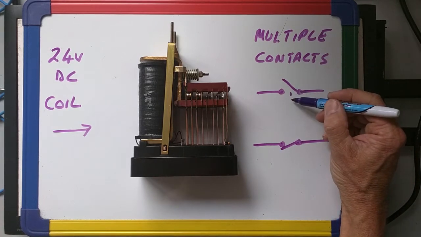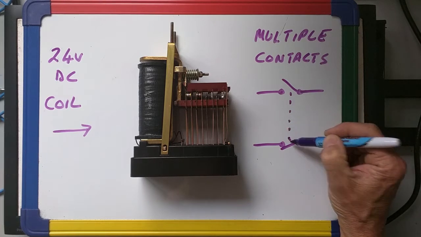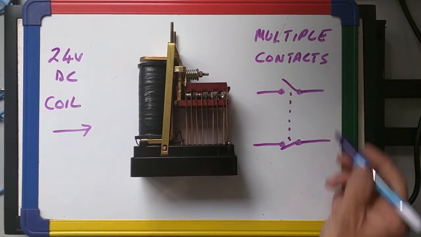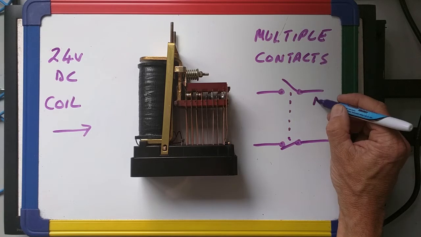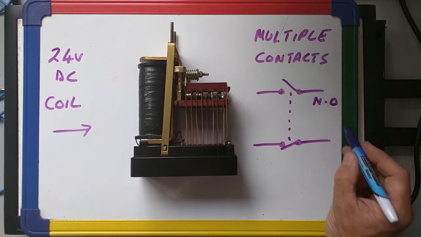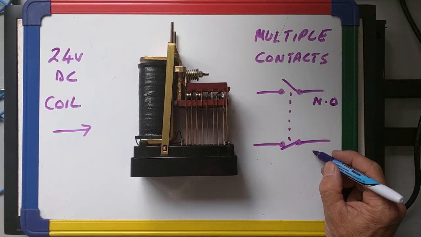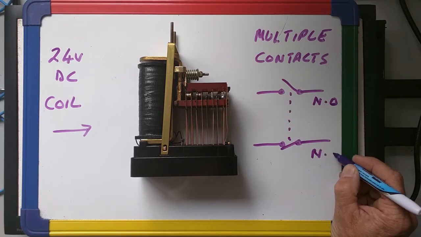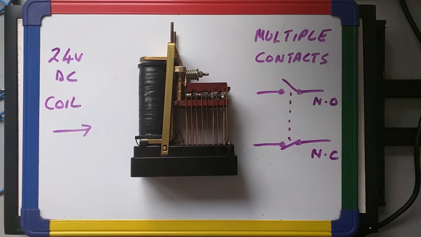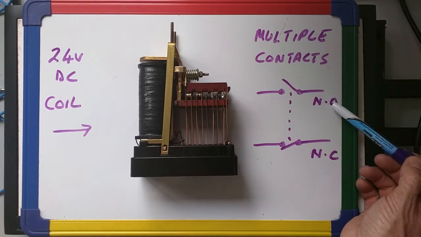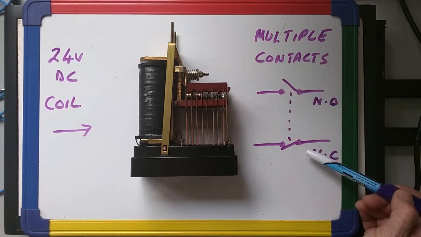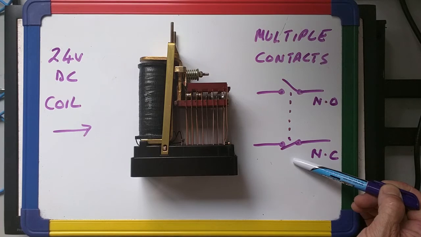And those contacts are mechanically linked such that when one moves, the other moves. So these are normally open, and that's often abbreviated to N.O. These are normally closed, N.C. And when the relay is energized, they all move at once. The normally open contacts close and the normally closed contacts open.